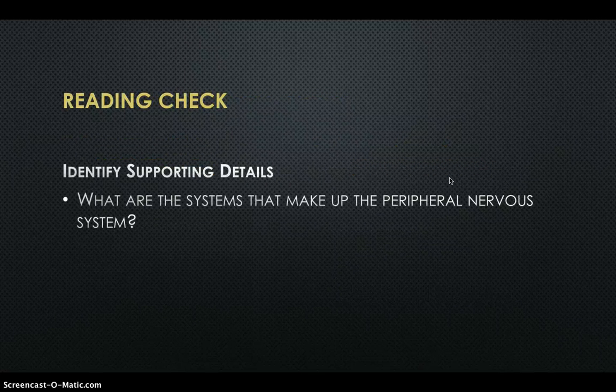And your 4th reading check, identify supporting details. What are the systems that make up the peripheral nervous system?